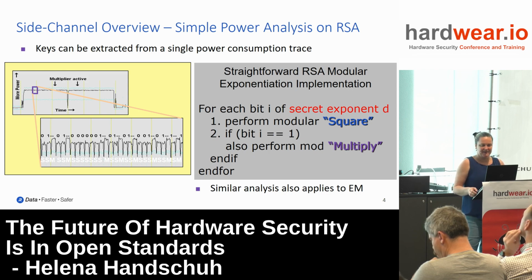So your square and multiply algorithm will perform very easily. It will say if the bit of your secret exponent you're currently working on is equal to 1, you perform an extra multiply on top of a square every time. Okay, super simple. So what that means, though, is that you can very simply read from a power trace of your execution what the secret bits are.